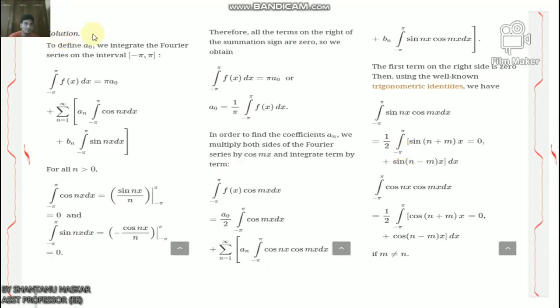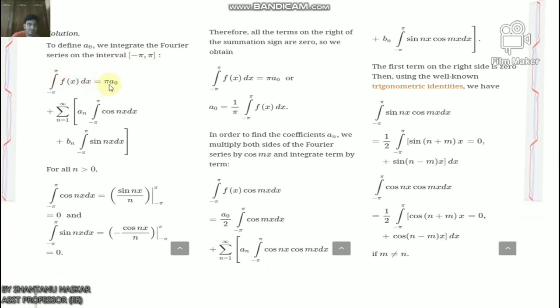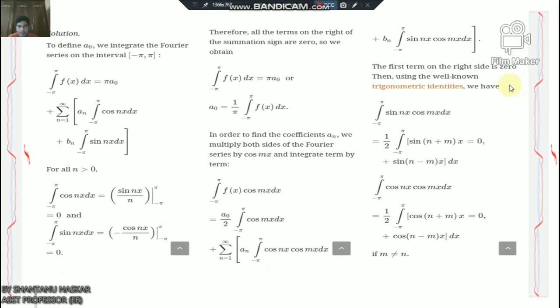So let's talk about the solution. To define a0, we integrate the Fourier series on the interval of minus pi to pi. So integration minus pi to pi f(x) dx = pi a0 + summation of n = 1 to infinity of an integration cos nx dx over the interval minus pi to pi + bn integration minus pi to pi sin nx dx for all n greater than 0.